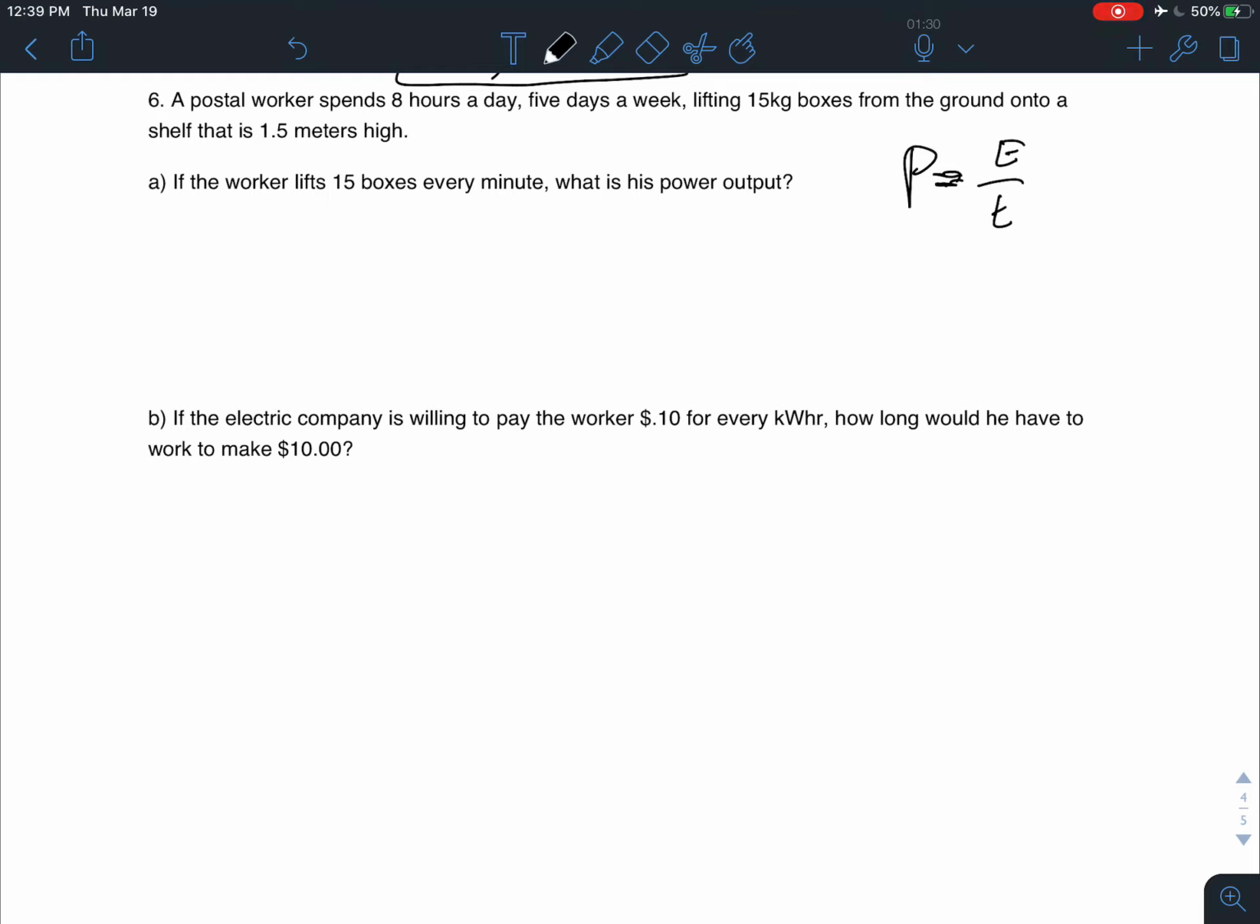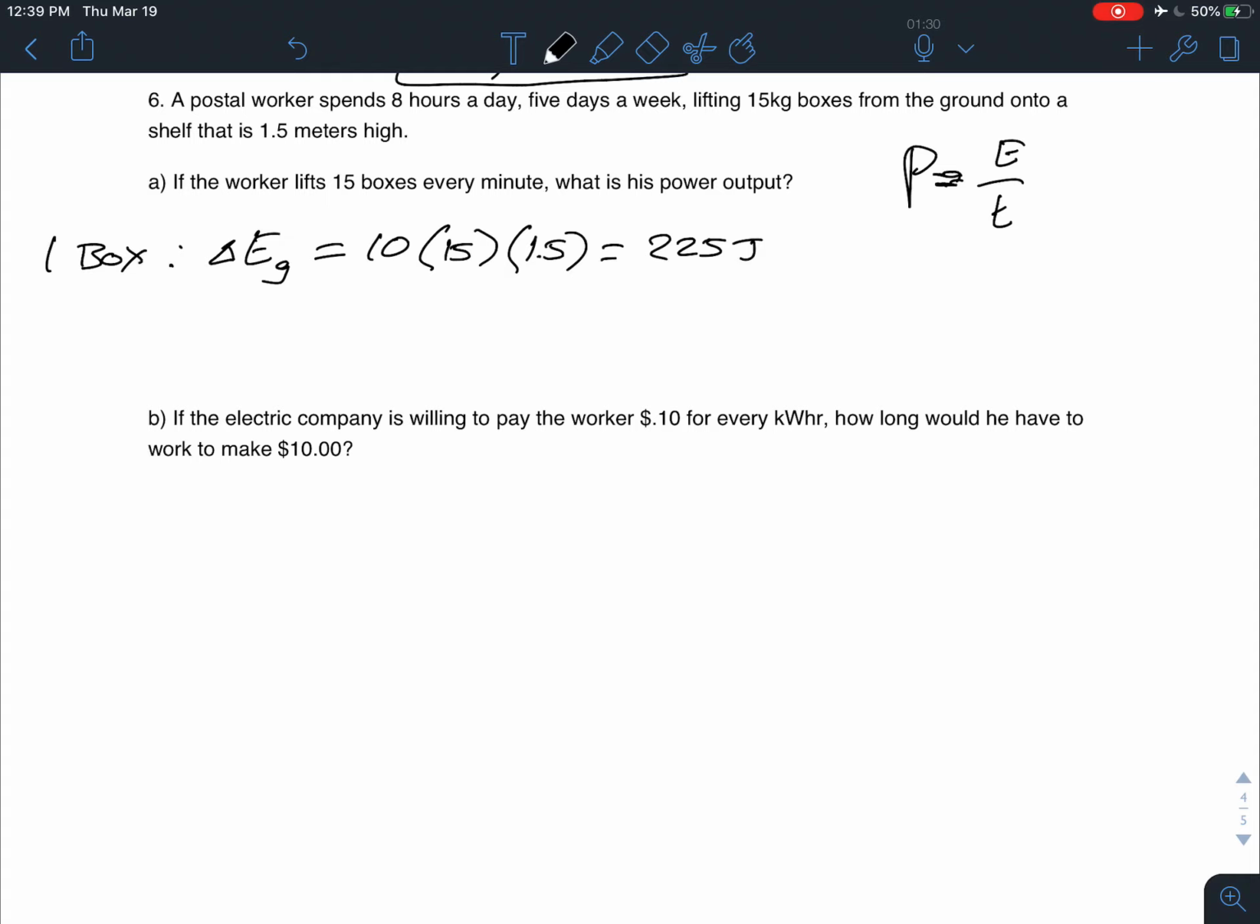But the easiest thing, I think, would be to figure out what is the change in energy for one box. So delta E, the thing that's changing about the box is its gravitational potential energy, putting it up on the shelf. So that's equal to the mass, 10 times the mass of one box times the change in height for one box. And that's 225 joules. That's the change in energy.